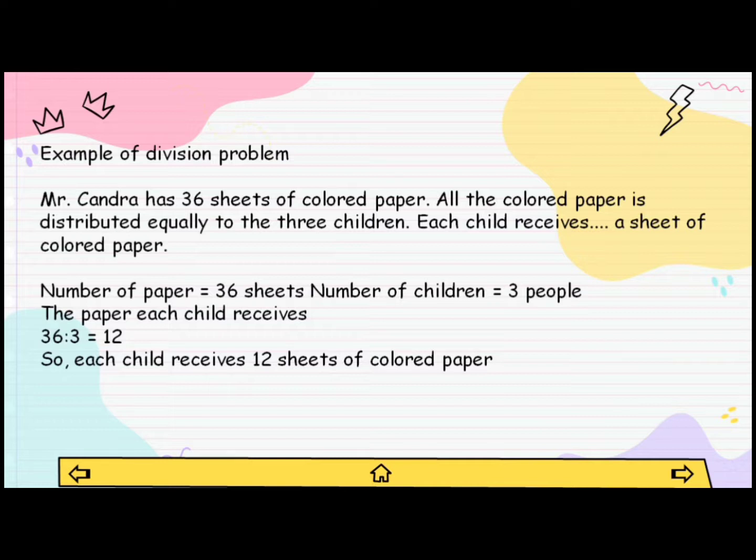The answer is: number of paper is equal to 36 sheets. Number of children is equal to 3 people. The paper each child receives is 36 divided by 3 is equal to 12. So, each child receives 12 sheets of colored paper.